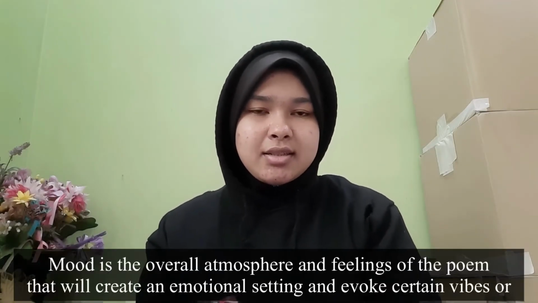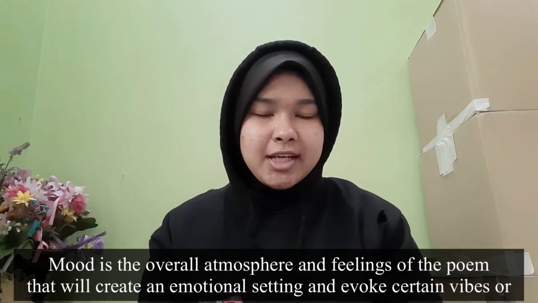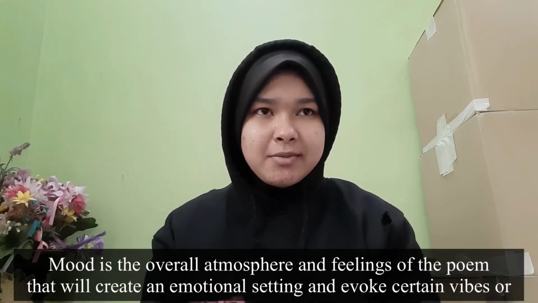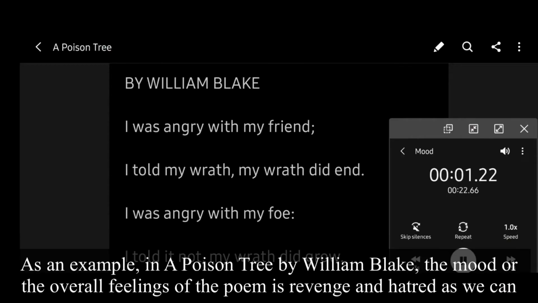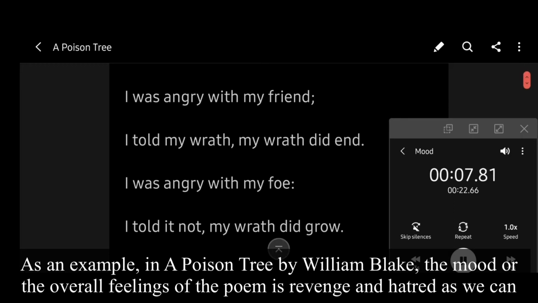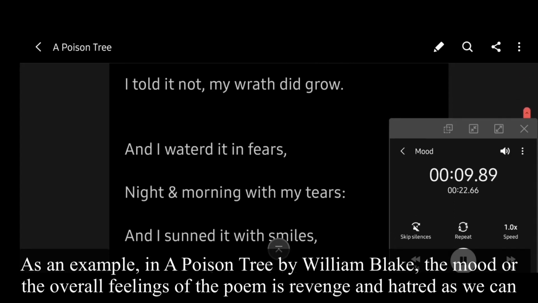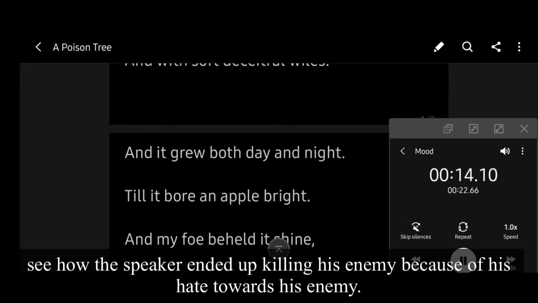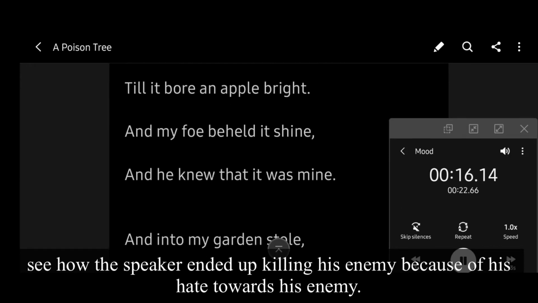Mood is the overall atmosphere and feelings of the poem that will create an emotional setting and evoke certain vibes or feelings in readers. As an example, in A Poison Tree by William Blake, the mood or the overall feelings of the poem is revenge and hatred, as we can see how the speaker ends up killing his enemy because of his hate towards his enemy.